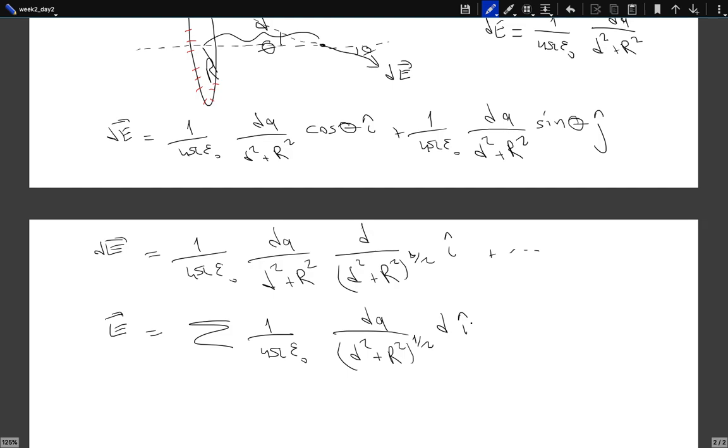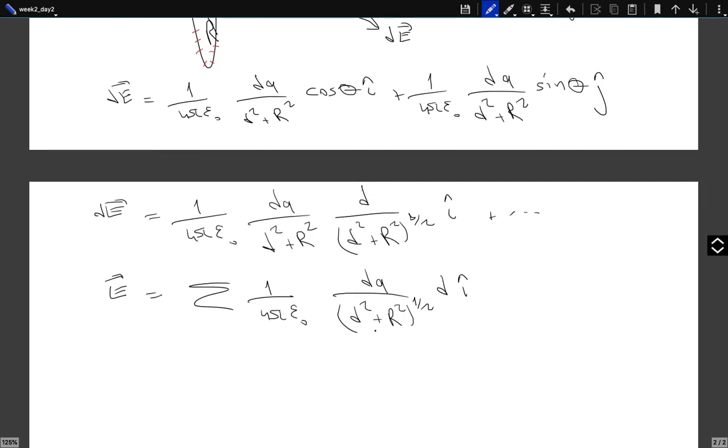So if I go from one segment to the other segment, does this term change? It doesn't change. Does d change? It also doesn't change. R is the radius of the ring, it's independent of which segment I'm looking at. This is also a constant. So everything here is constant, and I can just take them out of this summation sign.